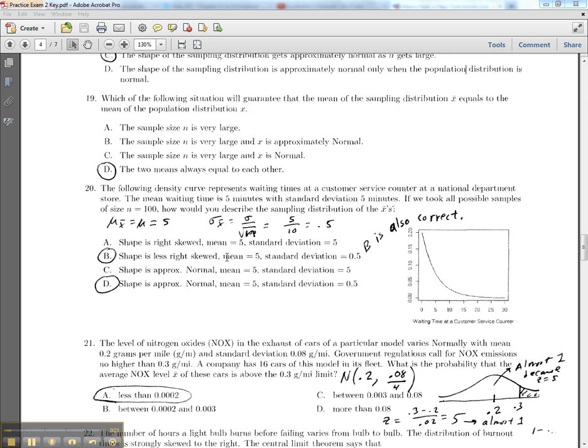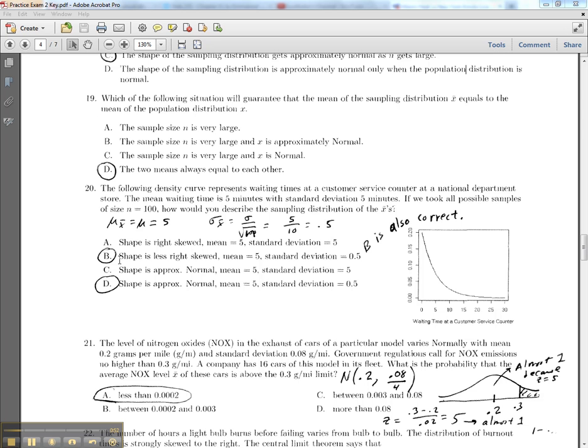But remember from the central limit theorem that if your n is large enough, and again, what we're doing is we're taking all possible samples of size n equals 100. So we're taking a simple random sample of 100, taking that average, and then another 100, and then another 100, another 100. The central limit theorem tells us that if n is large enough, and the minimum is 25, so if you have an n of 25 or greater, then your distribution will look approximately normal.